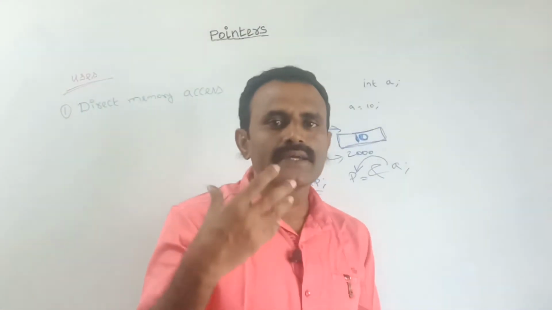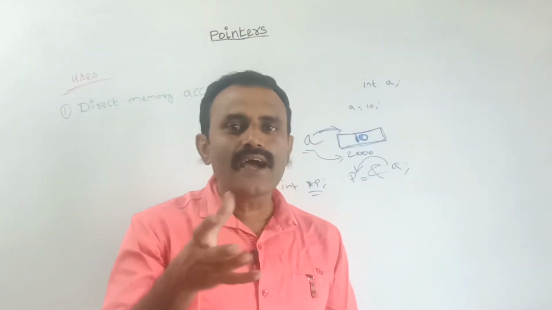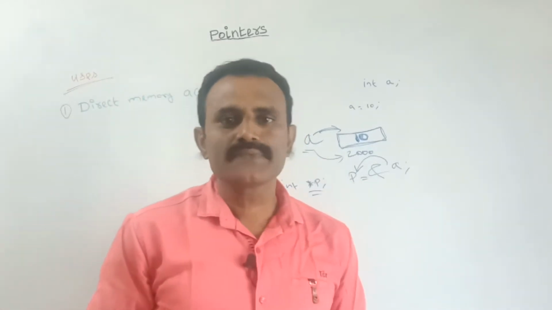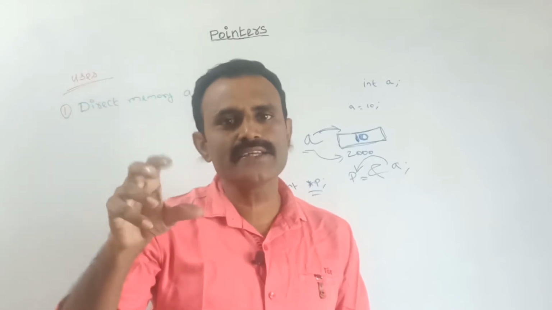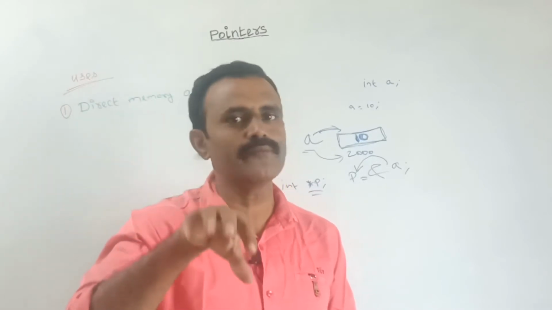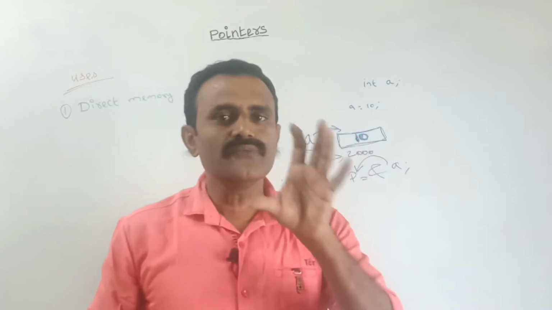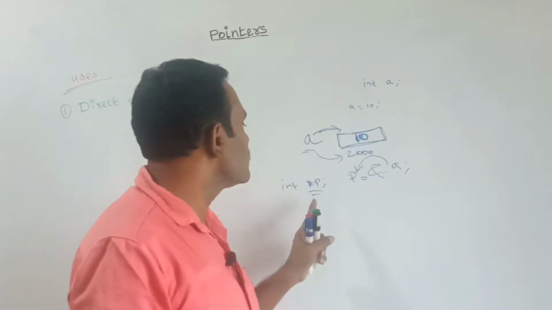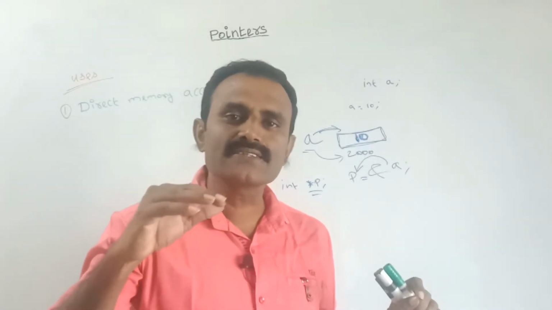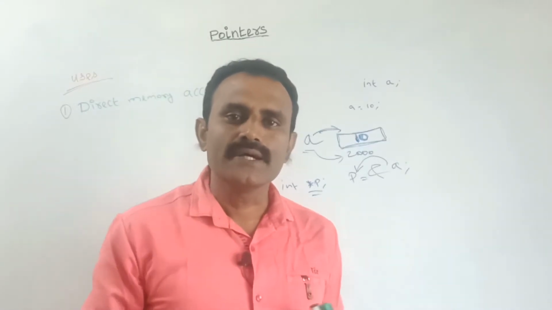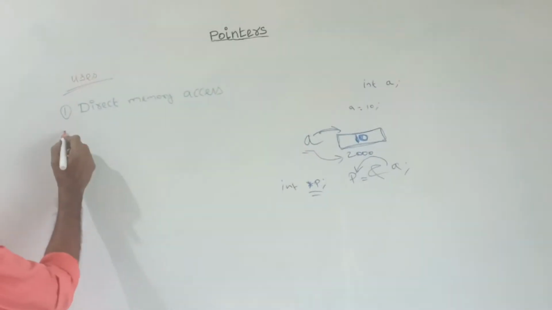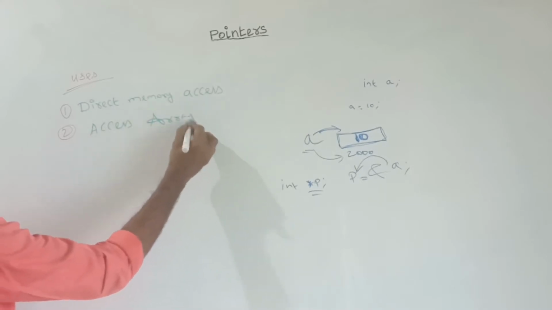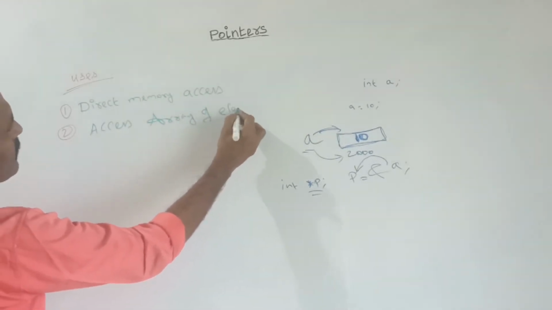Second use: we can access array elements. Already we have studied arrays. For what purpose do we use an array? An array is used to store more than one element. If I want to access more than one element, with the help of a pointer variable we can access them. So the second use is that we can access array elements.